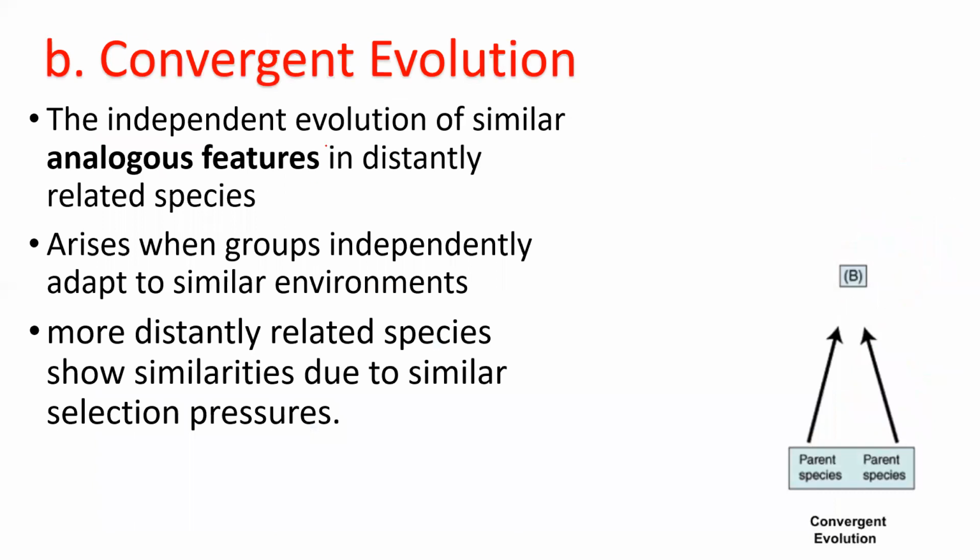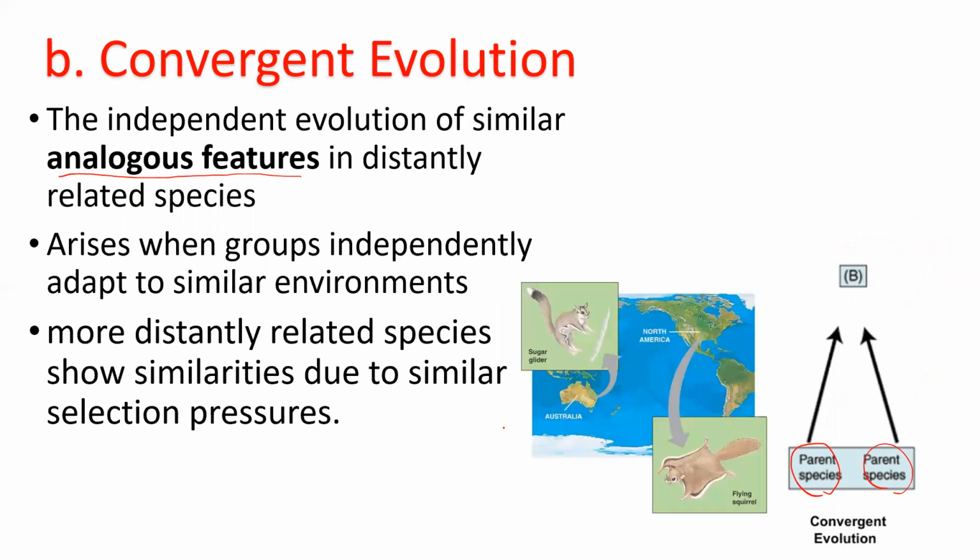Convergent, the independent evolution of similar analogous features in distantly related species. Now we're going to talk about the analogous features a little bit later on. So it arises when groups independently adapt to similar environments. So we've got two different species. They're going to converge. They're going to have similar pattern shapes.